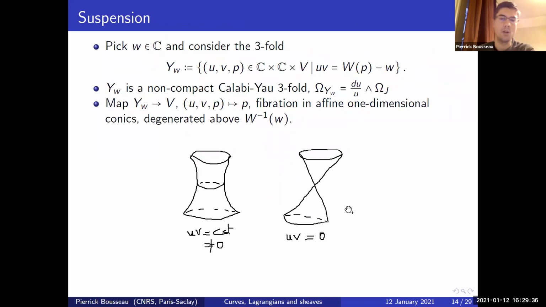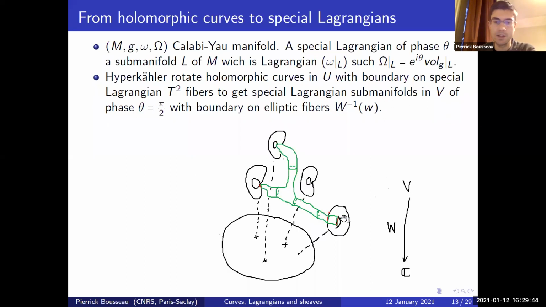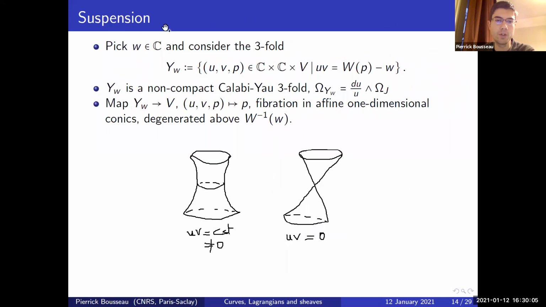Now this is almost the last step, maybe the next to last geometrical step. So the idea is that we have this Lagrangian in V, but this Lagrangian has one boundary. And we don't really like Lagrangians with one boundary, we prefer closed Lagrangians, so we would like to close this Lagrangian in some way. And in symplectic geometry, there is a standard way to do that, which is called the suspension operation.